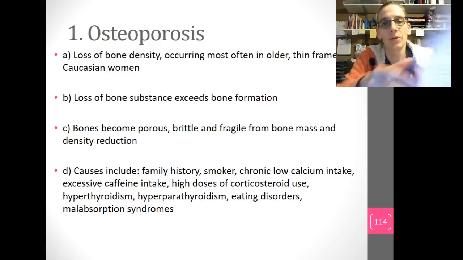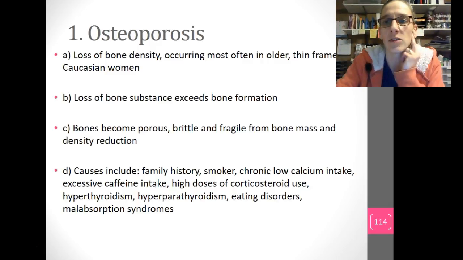Osteoporosis. Osteoporosis is a loss of bone density occurring most often in older, thin-framed Caucasian women. African American women have a greater bone density, making them less susceptible. You have loss of bone substance that exceeds bone formation. The bones become porous, brittle, and fragile from bone mass and density reduction.